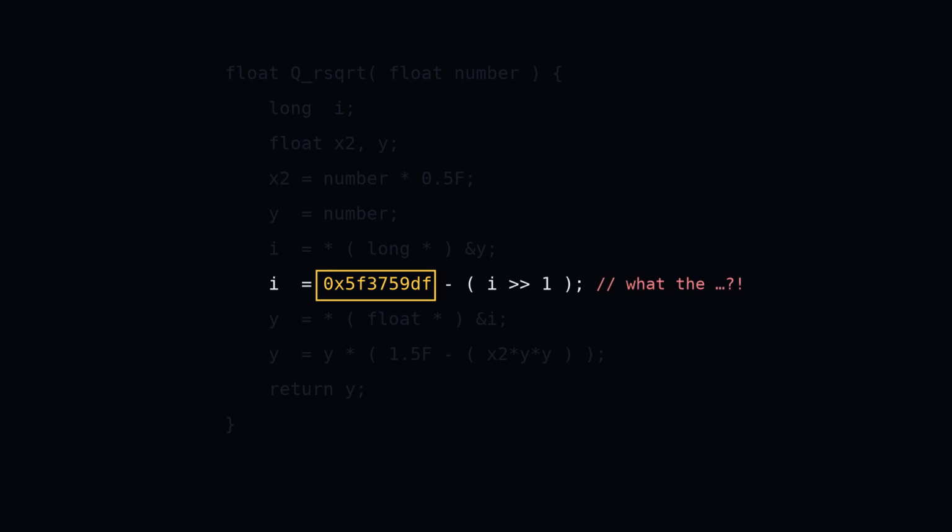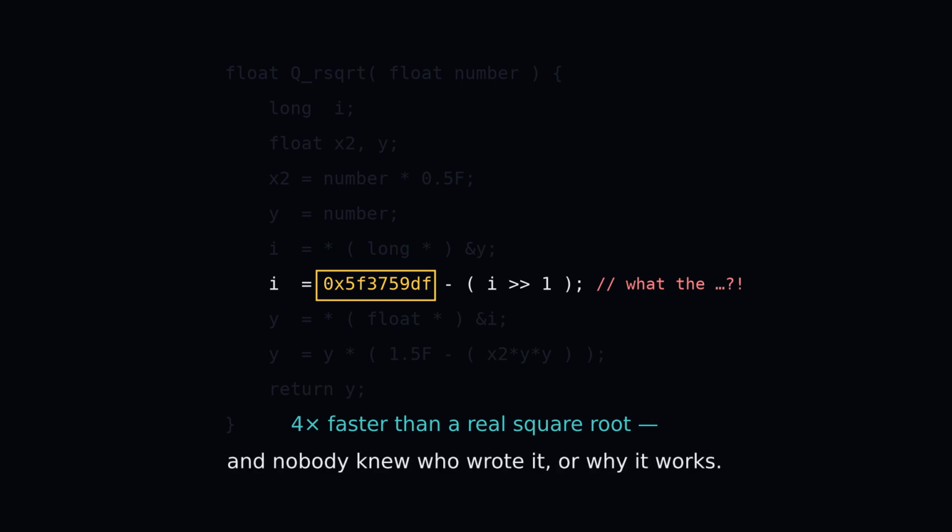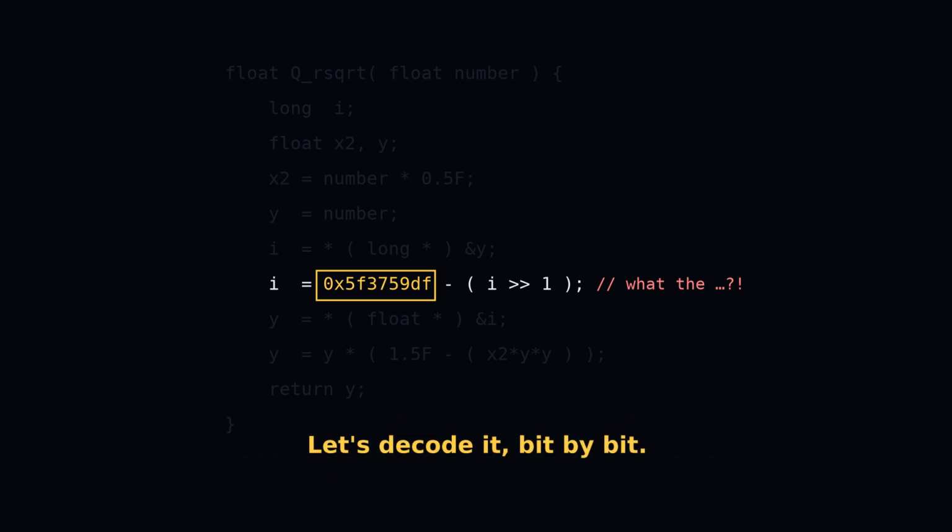What the heck? Even the author didn't explain it. This tiny function computed 1 over a square root about 4 times faster than the normal way. Fast enough to help draw whole 3D worlds in real time. And for years, no one could say who wrote it, or why that magic number works. Today we decode it, bit by bit. And by the end, that line won't look like black magic. It'll look like one of the most beautiful tricks in all of programming.